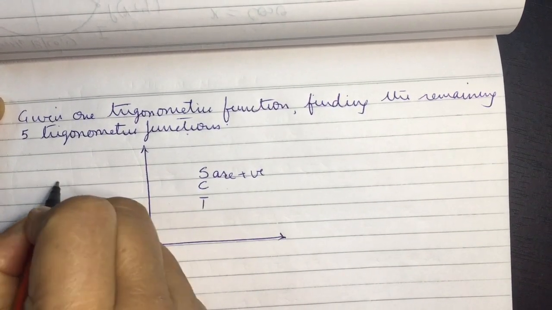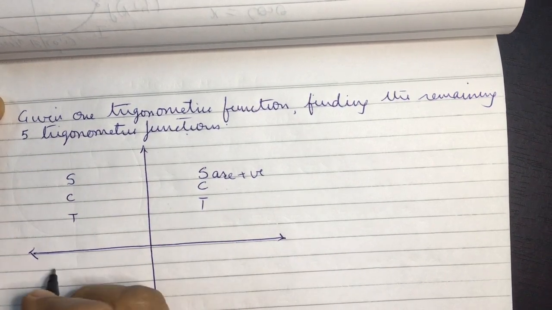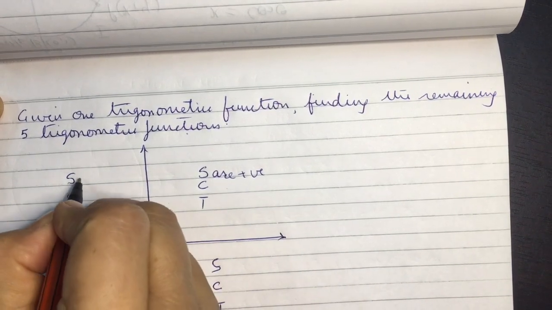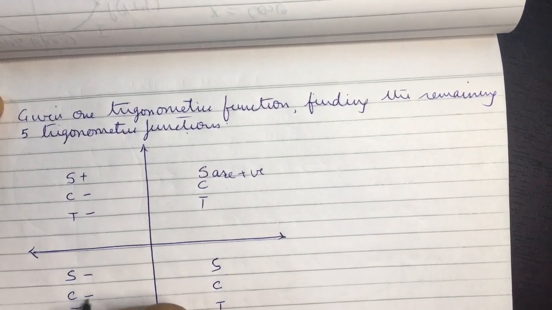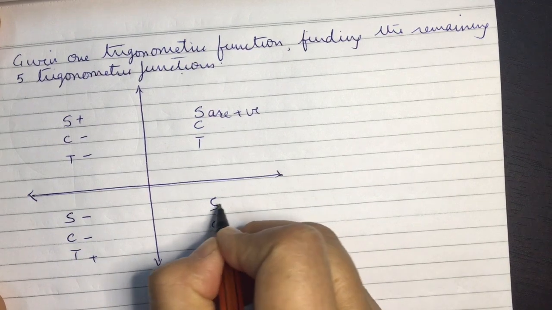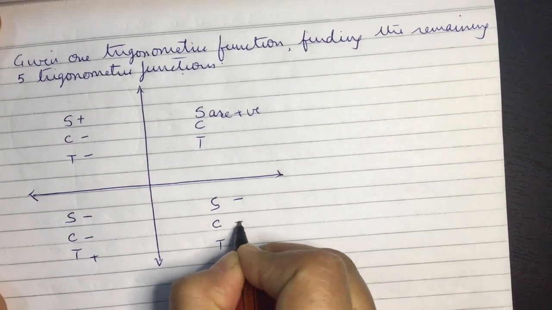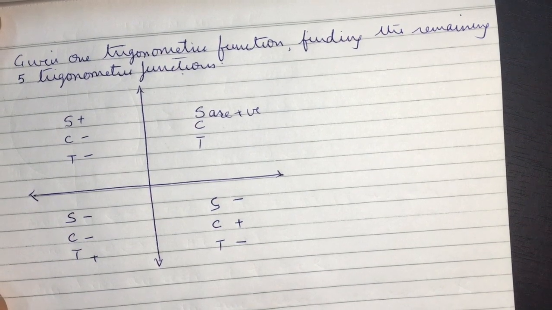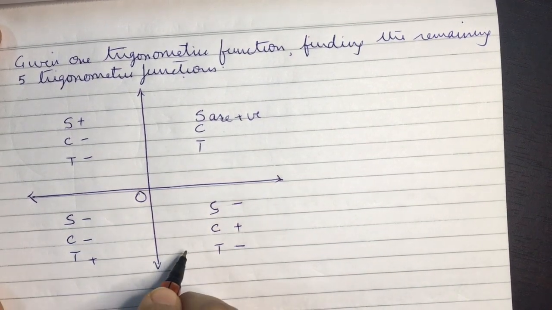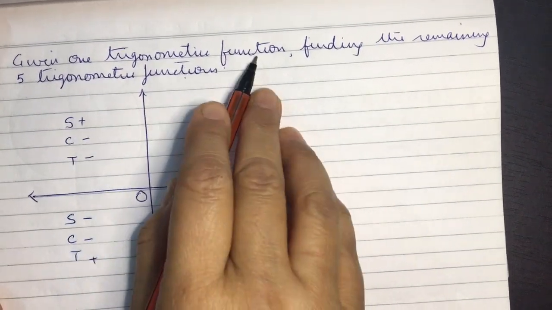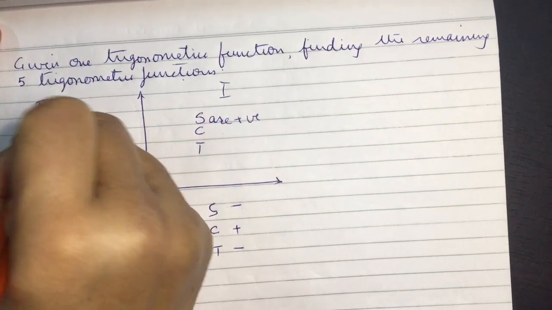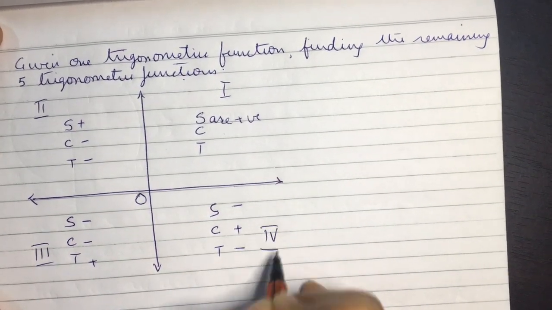Here in this quadrant, sine is positive, and cos and tan are both negative. Here, both sine and cos are negative, and tan is positive. And here we have sine negative, cos positive, tan negative. Okay, this is one thing. So it means in order to find the trigonometric functions along with the one trigonometric function, we also need the quadrant to which this angle belongs, for which we are finding the trigonometric function.